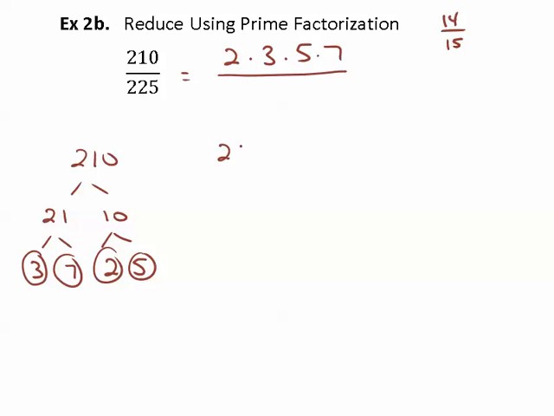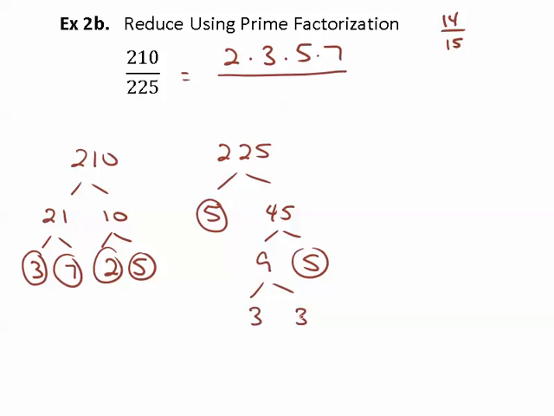And then 225. I know that's 5 times, what is that, 45? 5 is prime. 45 breaks down into 9 times 5. 5 is prime. 9 breaks down into 3 times 3. So I have 2 3s and 2 5s. So I'm just going to go ahead and cancel out the 3s and the 5s.